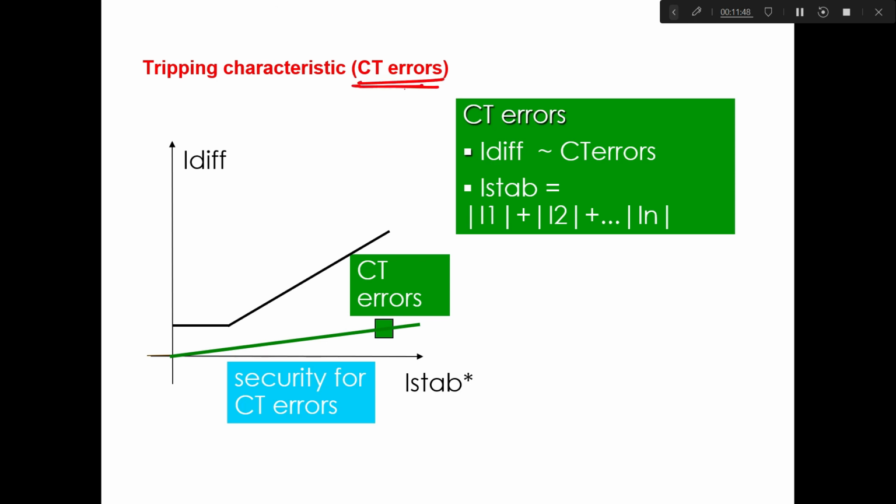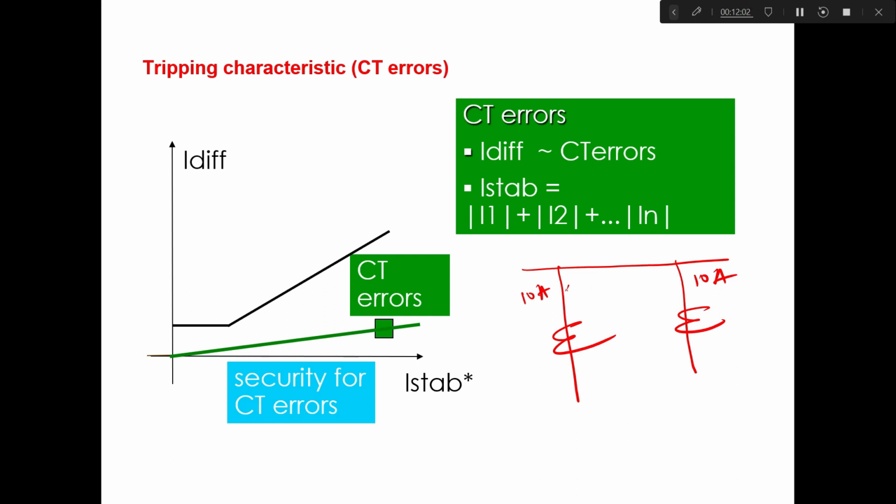So how are the CT errors taken care of? What is the CT error? Suppose again this is a case of two feeders, and this current is 10 ampere, this current is also 10 ampere, and these are two CTs. This 10 ampere current is flowing to the bus and 10 ampere current is going out from the bus. And now this is 1:1 CT ratio, this is also 1:1 CT ratio. If everything is ideal, then the differential current must be equal to 0, because 10 ampere current is coming and 10 ampere current is going out, and your stabilization current will be equal to 10 plus 10, that is 20.